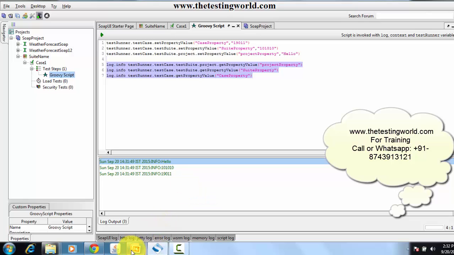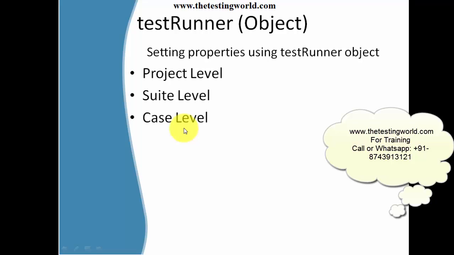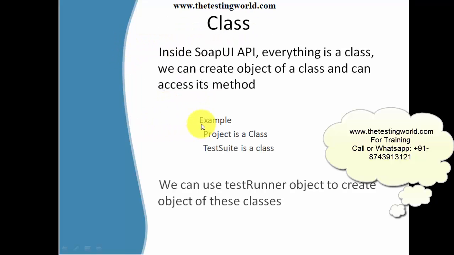Moving to my slides, so here we have seen we are able to set the properties at the project level, suite level, and case level. Moving to the next slide, in SoapUI API, everything is a class. Like the project that we have created, behind the scene it's a class. The suite that we have created behind the scene is a class. The case we are creating behind the scene, again it's a class. So everything is a class.